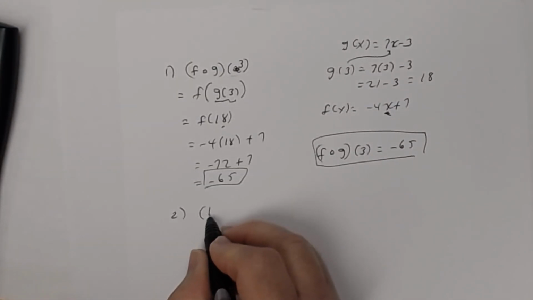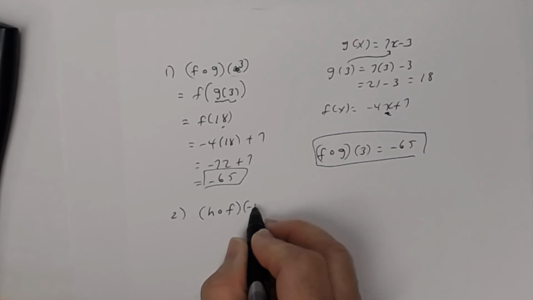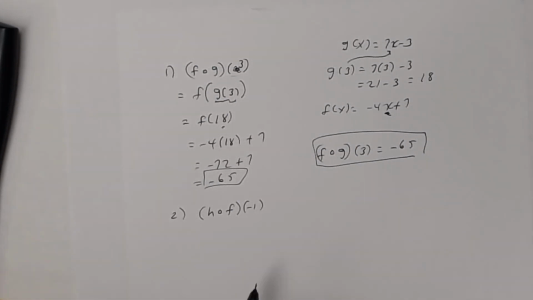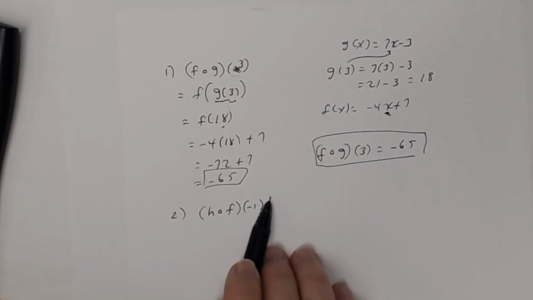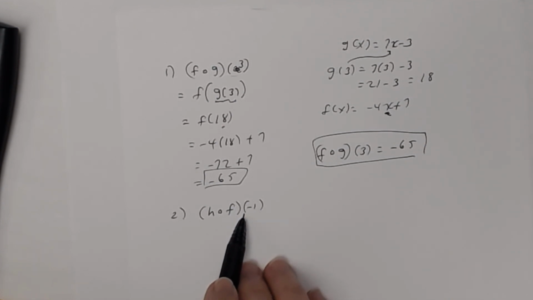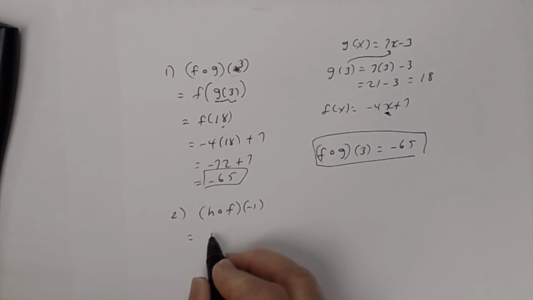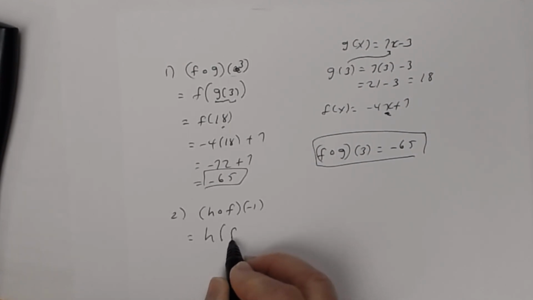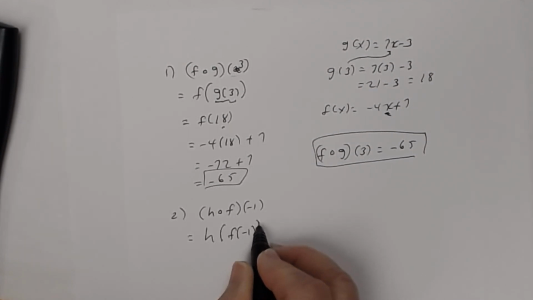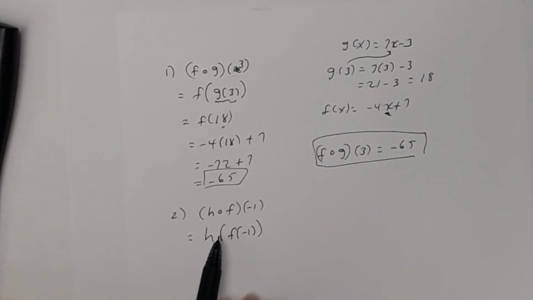Okay, number 2. Number 2, we have h composed with f at -1. Same idea, same definition. So this is composition, that's not multiplication. So I'm going to have to determine what f of -1 is first, and then whatever that is, I'm going to put into my function h. So by definition, this means h of f of -1. So make sure you read it like that. H of f of -1. Okay? That's the way it needs to look.